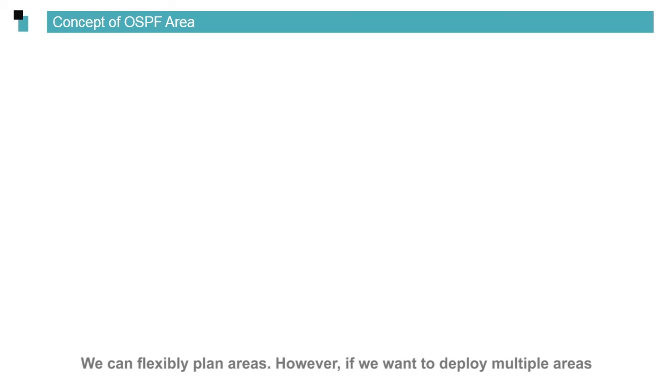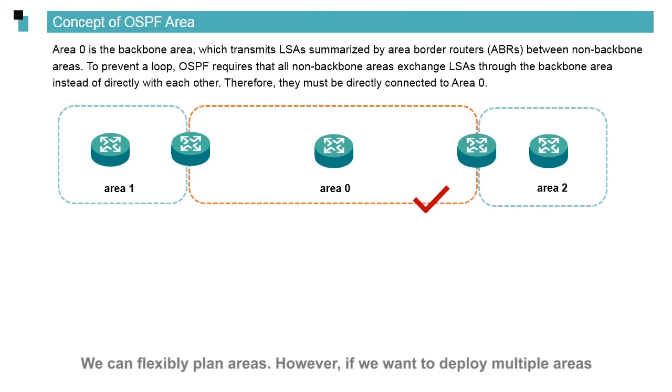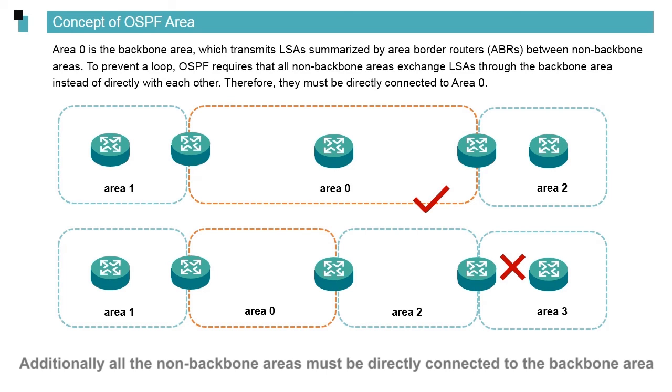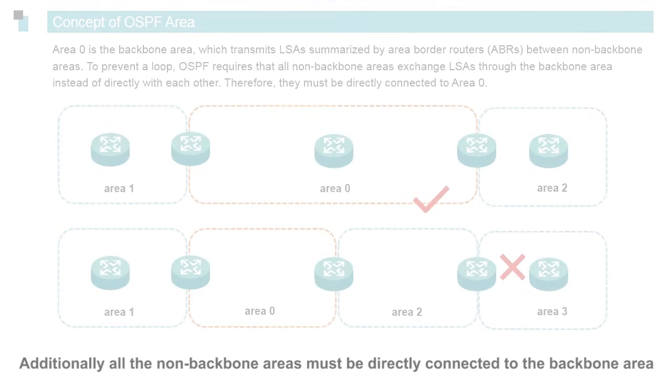We can flexibly plan areas. However, if we want to deploy multiple areas, there is only one backbone area, Area 0, which is used to connect all the non-backbone areas. Additionally, all the non-backbone areas must be directly connected to the backbone area.